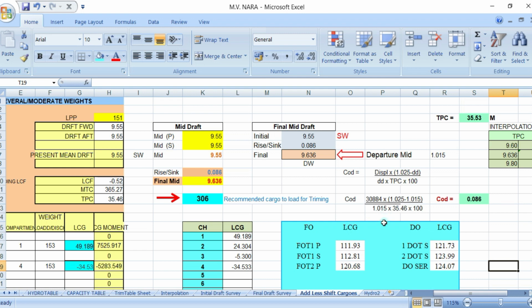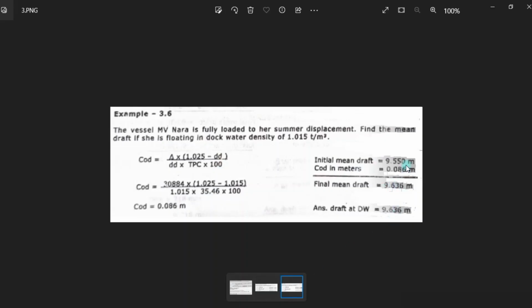Remember, guys, when your present density is less than the salt water, your final draft will be greater than your initial draft. If your density is less than the salt water, your change of draft should be added to the initial draft. So you add these two and you will get 9.636, the final draft. This will be your answer.